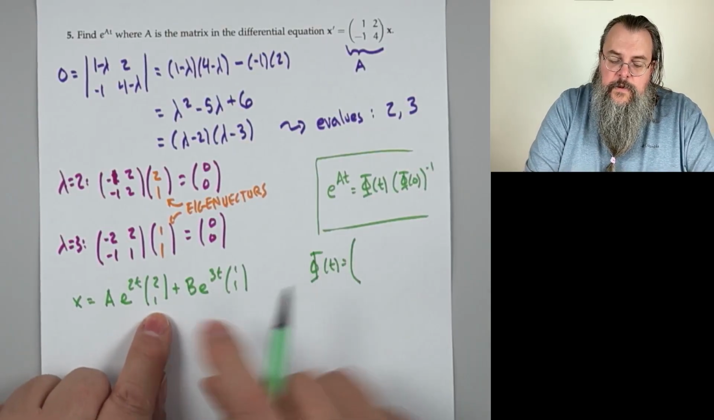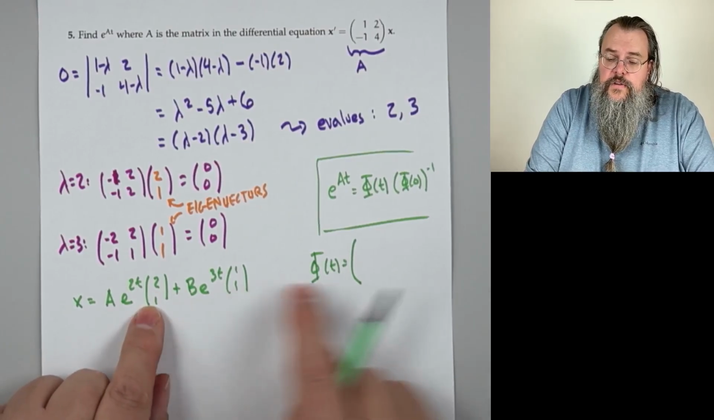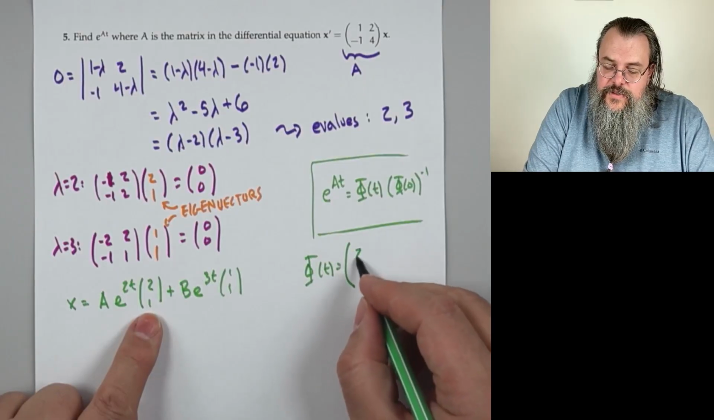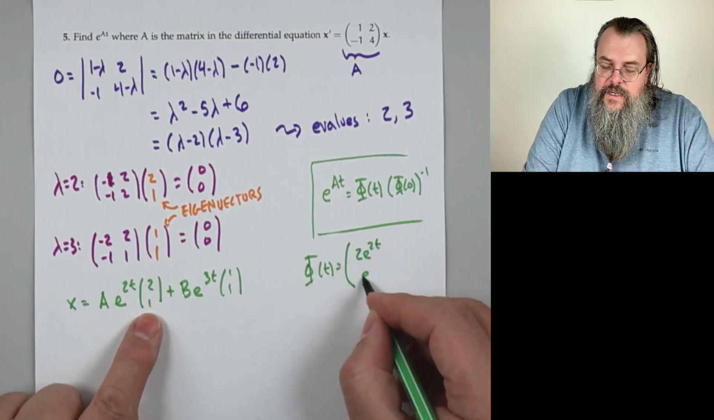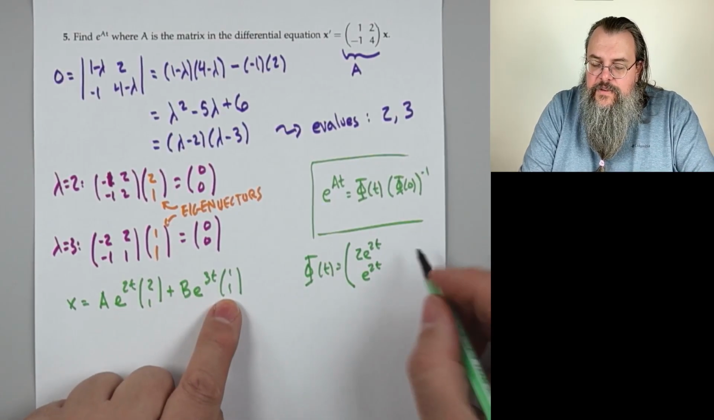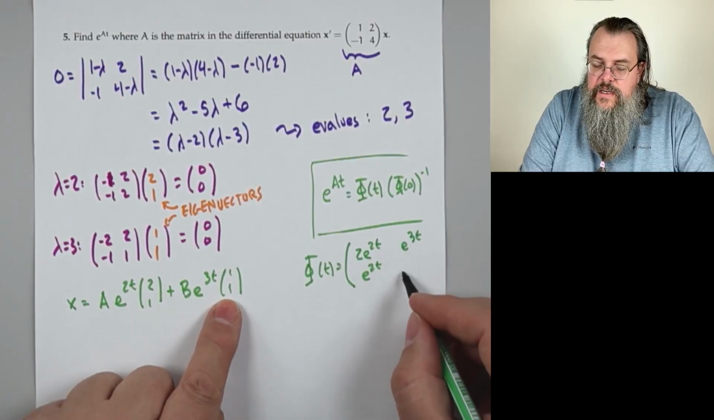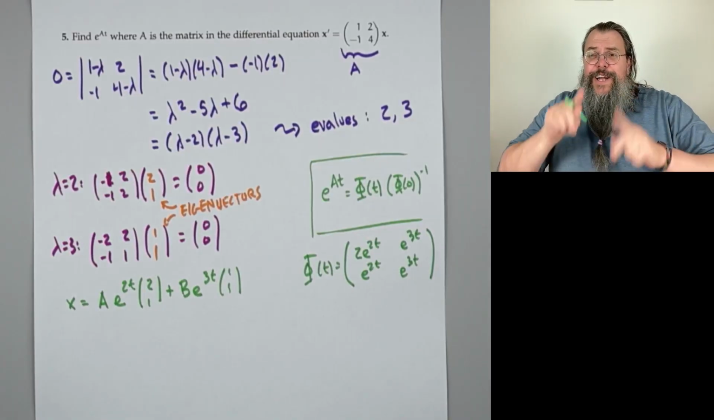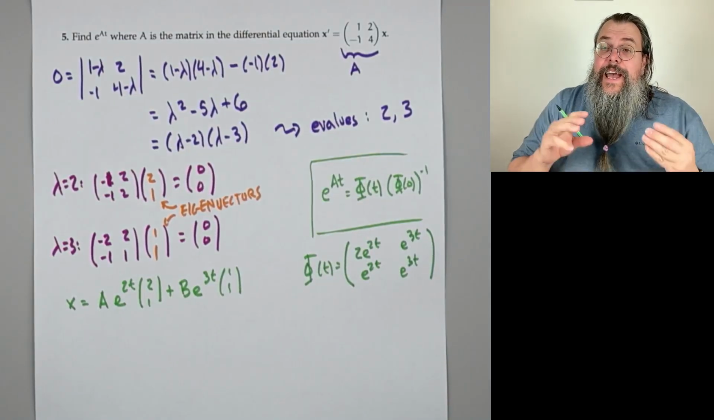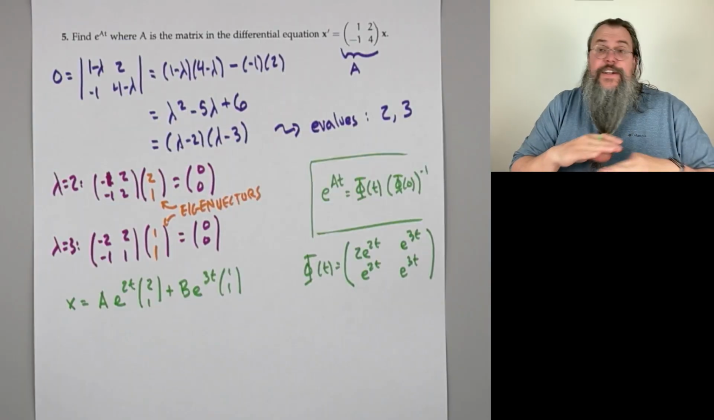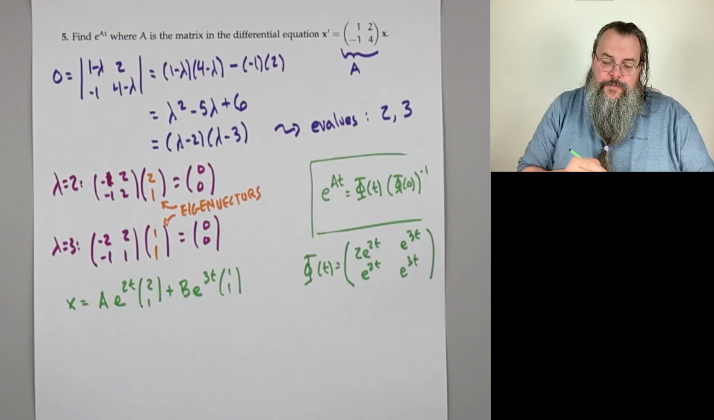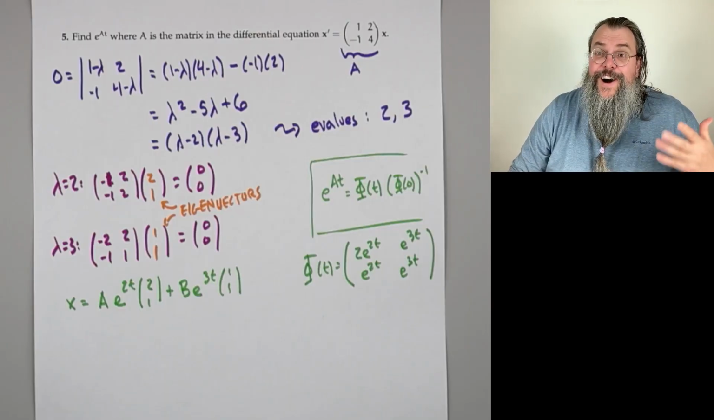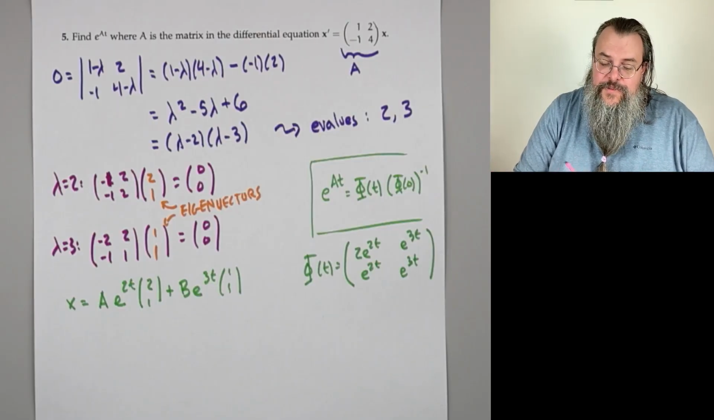So our phi is the two solutions become the two columns. The first solution is 2e to the 2t, e to the 2t. The second solution, e to the 3t, e to the 3t. Now you might be saying to yourself, how do I know which one goes in which column? And the answer at this point is, it doesn't matter. It won't make a difference. It fixes itself automatically in the next few steps.